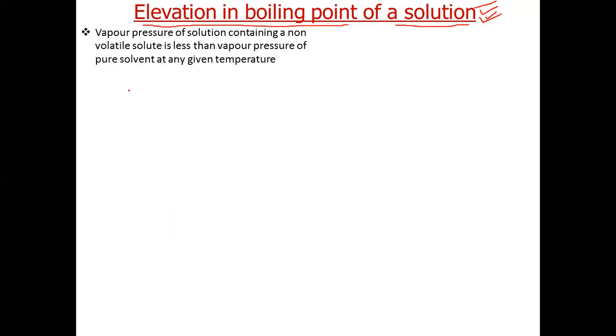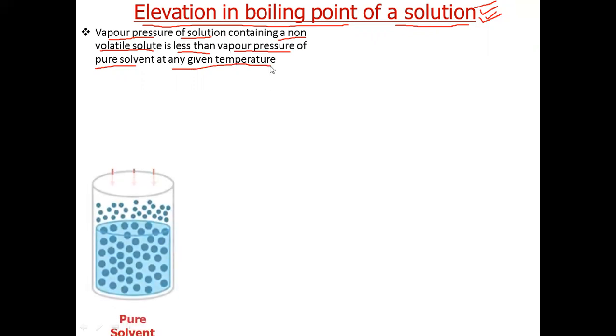Okay, so what will happen? This statement says that if we add a non-volatile solute to a solvent, then its boiling point will increase. So, from our previous lectures, we know that vapor pressure of solution containing a non-volatile solute is less than vapor pressure of pure solvent at any given temperature. Now let us again revise it.